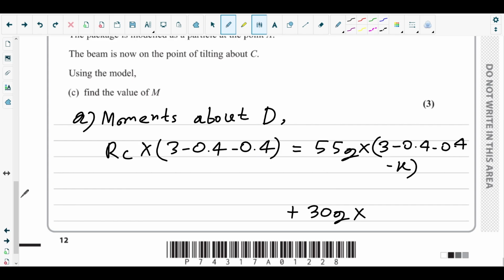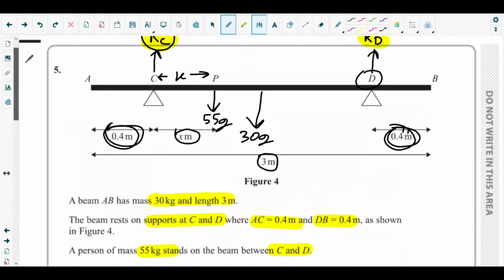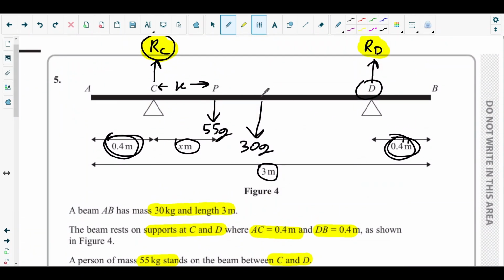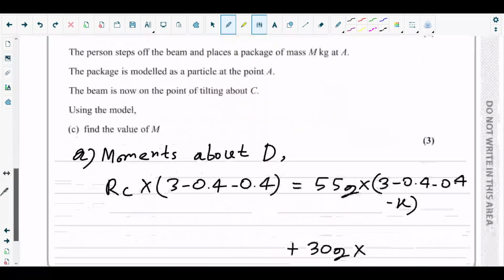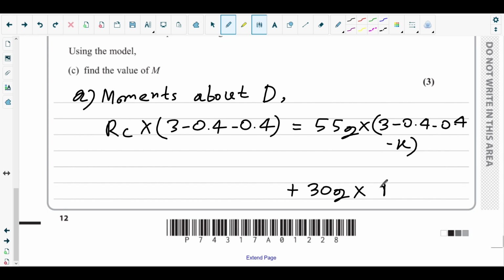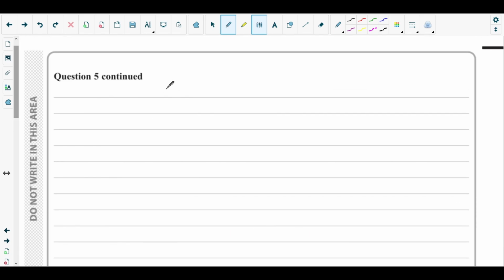Its perpendicular distance from the pivot, that is D. How much is it? This is 1.5 minus 0.4, which is nothing but 1.1 meter. Now we need a value for the normal contact force at C, right? So let's do the manipulation.